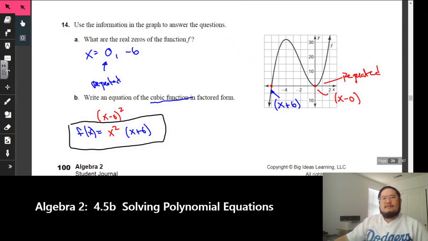And there you have it. 4.5, solving polynomial equations.